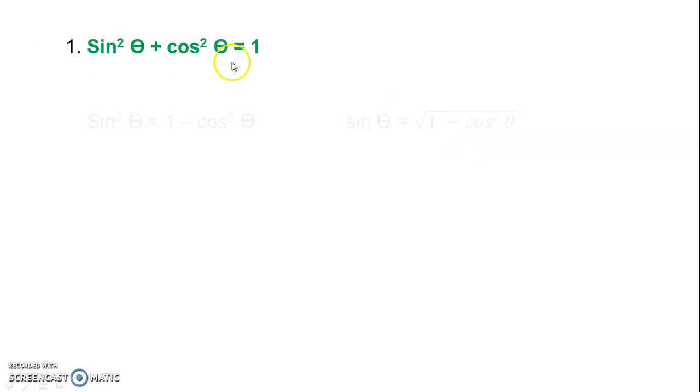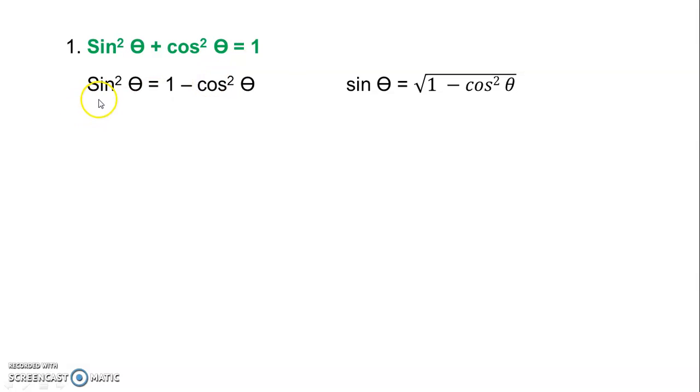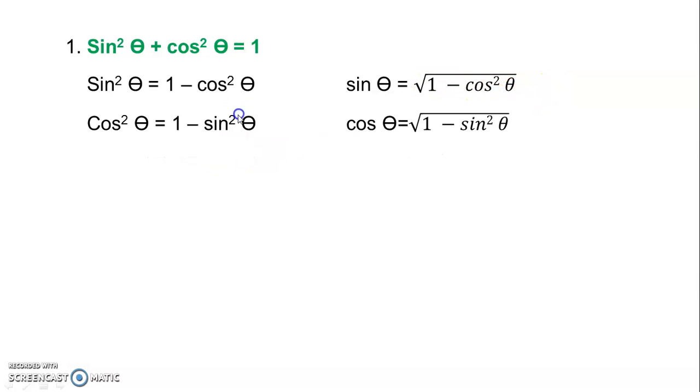So we have already derived the formula sin square theta plus cos square theta equal to 1. So from this formula we can write sin square theta is equal to 1 minus cos square theta. Then we can have your sin theta as the square root of 1 minus cos square theta, and your cos square theta will be equal to 1 minus sin square theta, and your cos theta can be written as square root of 1 minus sin square theta.